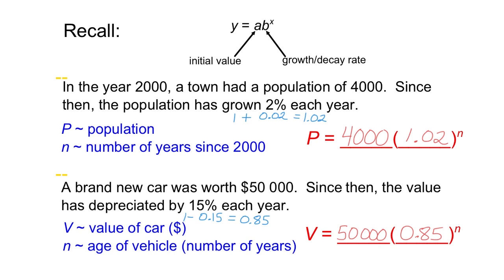So just watch out with the wording. If you're growing by 2%, your growth rate is going to be 1.02. If you're decaying by 15%, your rate is 0.85. You're either adding to 1 or subtracting from 1 by the percent you're growing or decaying each year.